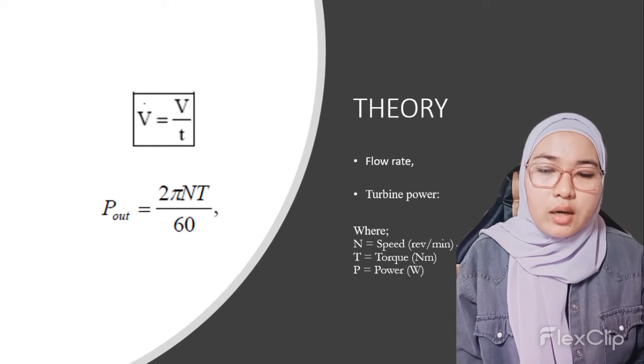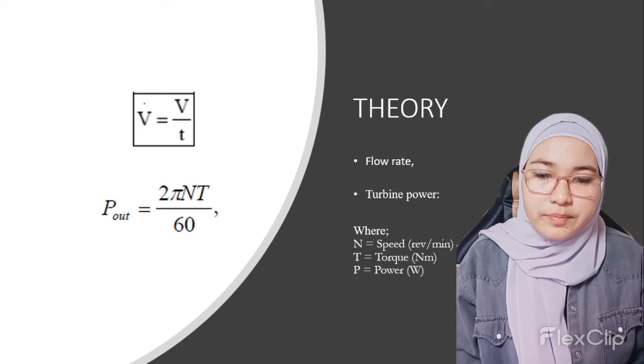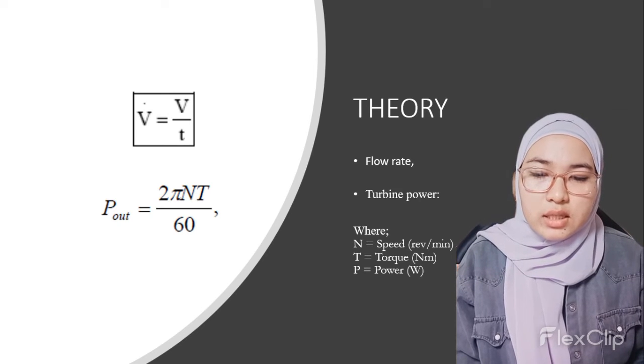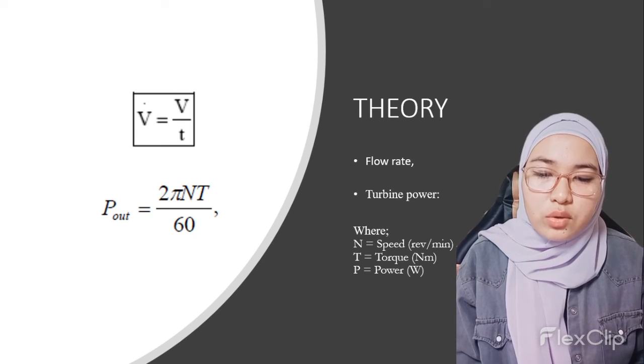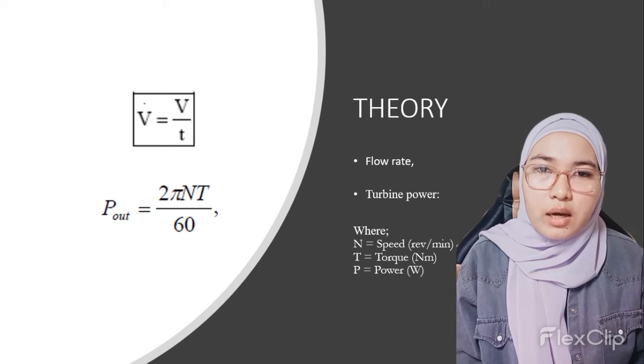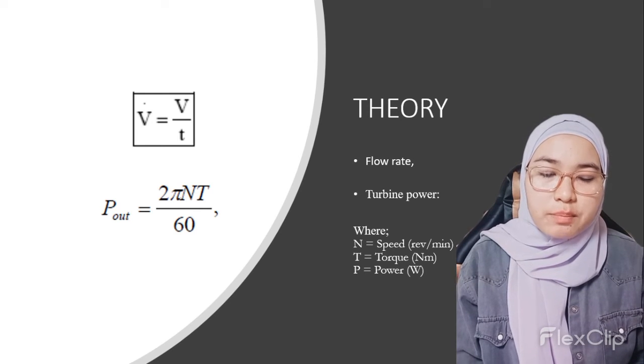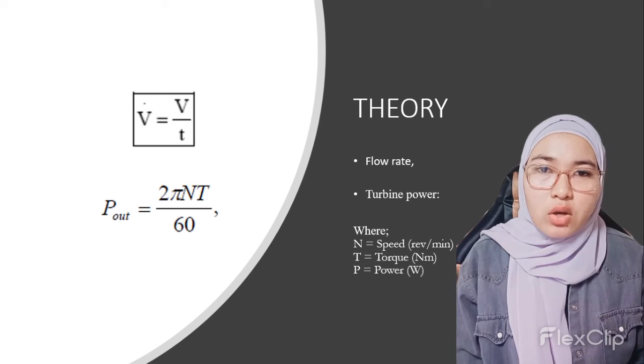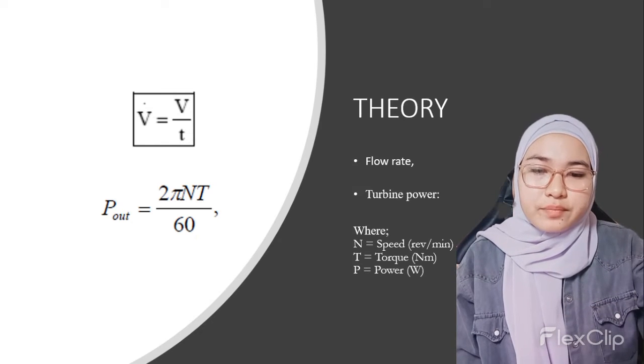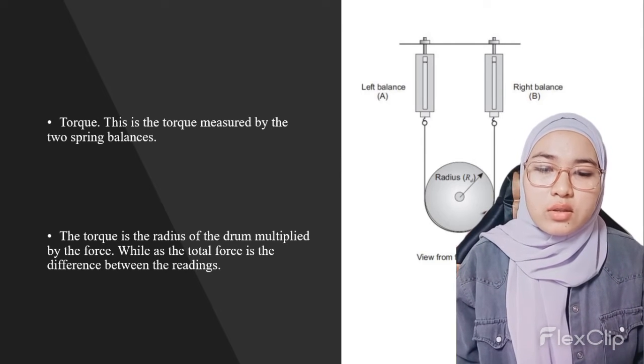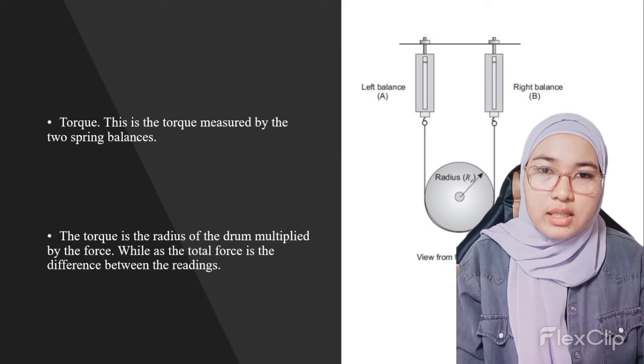And then we need to calculate the turbine power. As we can see, turbine power is equal to 2 pi NT over 60, where N is speed, T is torque, and P is power. Torque here we need to calculate. This is the torque measured by the two spring balances in this experiment.